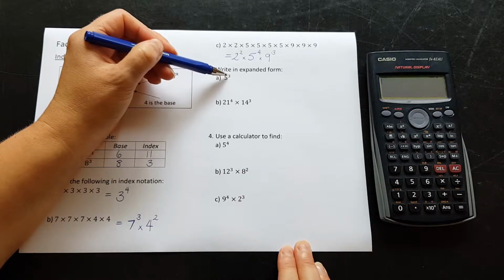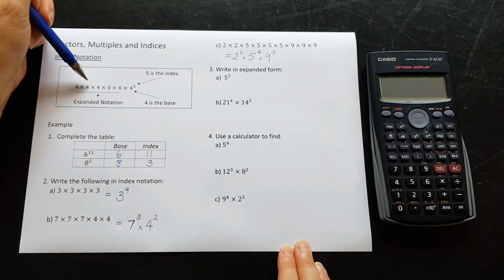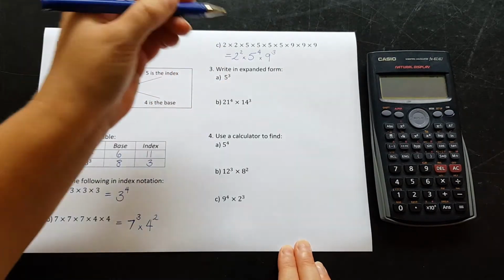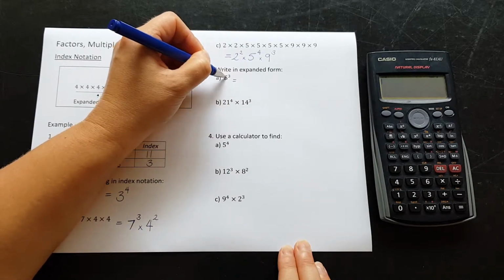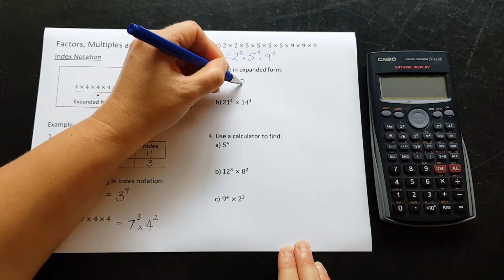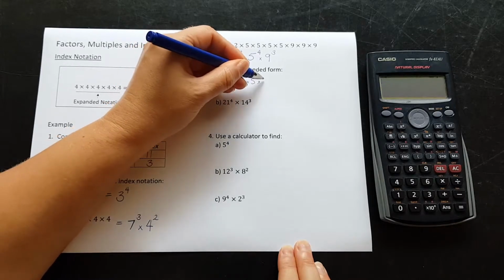Now, in number 3, we want to write in expanded form. So we have index notation. We want to go back to the expanded form. 5 to the power of 3 means that 5 is multiplied together 3 times. 5 times 5 times 5.